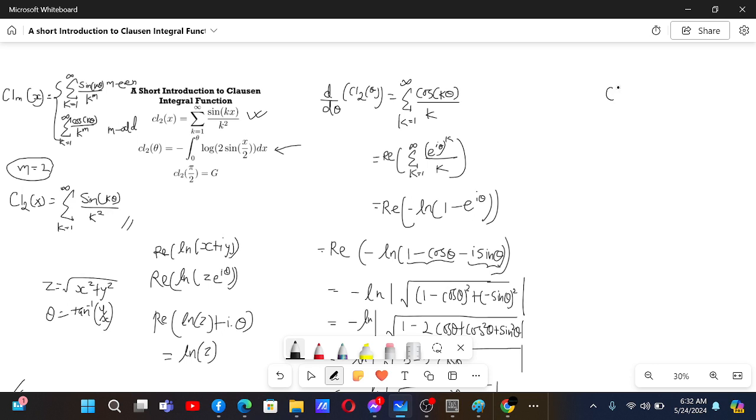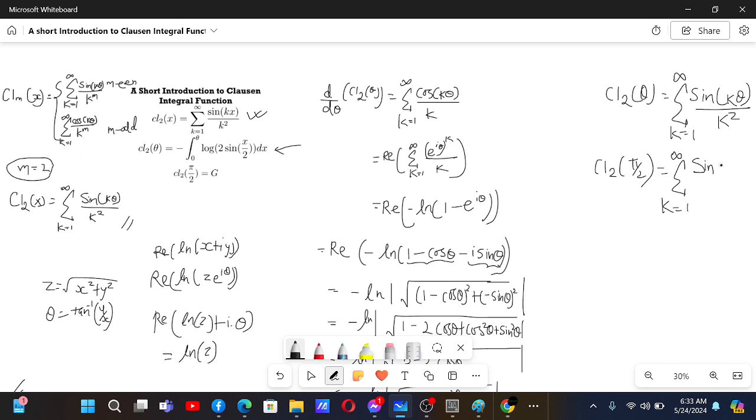Now we know that Cl2 of theta is just the sum from k equals 1 to infinity of sine k theta by k square. Very nice. Now, if I substitute theta by pi by 2, we will have the sum going from k equals 1 to infinity of sine of pi by 2 k by k square. We can see that sine of pi by 2 is 1, so 1 by 1 square. Sine of pi is 0, so 0. Now sine of 3 pi by 2 is minus 1, so minus 1 by 3 square.